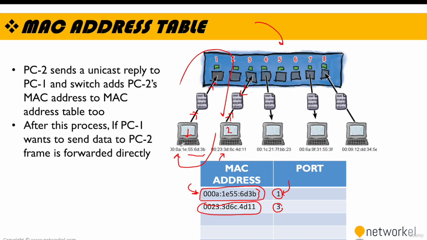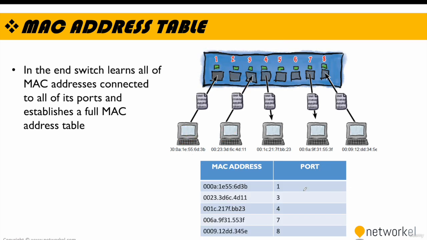From now on, if PC1 wants to communicate with PC2 or vice versa, none of the traffic will be flooded out of all of these ports, and it will be unicast traffic. Okay, from PC1 to PC2, yes, I have my MAC address table ready for those two, and there will be no flooding out of the other ports.